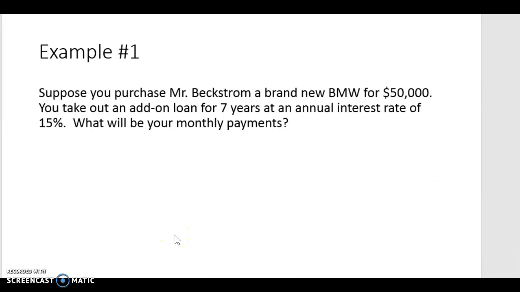So suppose you purchase me a brand new BMW for $50,000. Thank you very much. You take an add-on loan out for 7 years at an annual interest rate of 15%. What is your monthly payment? So take a second, go back to the formula for add-on interest and see what you can come up with.